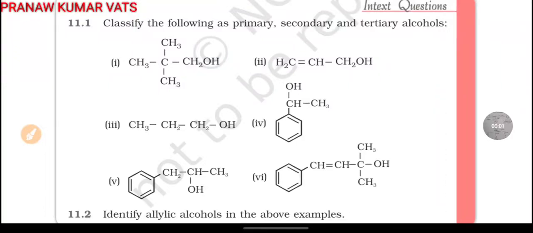Hello everyone. Today I am going to start the second chapter of organic chemistry, that is alcohols, phenols and ethers. In this, first we'll study the classification of alcohols with the help of in-text questions 11.1 and 11.2. So the first classification is primary, secondary and tertiary alcohols. The question is: classify the following as primary, secondary and tertiary alcohols. So starting with the first question, you can see here.